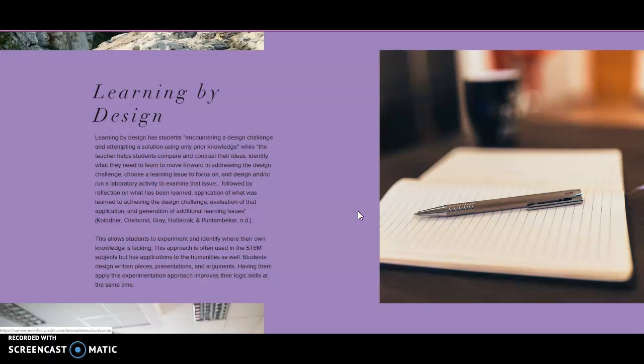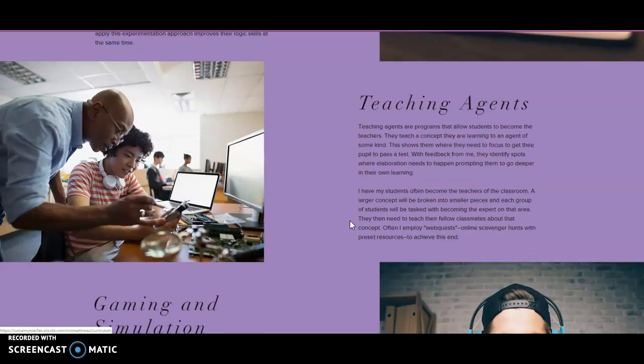Learning by design gives them the chance to design things based off of what they know, kind of discover where they need to look into and move their knowledge farther. Teaching agents, my students will be teaching each other. I'll often have times where I've broken up a larger concept into smaller pieces that each group has to become an expert in and teach their fellow classmates. I use WebQuest for this a lot.